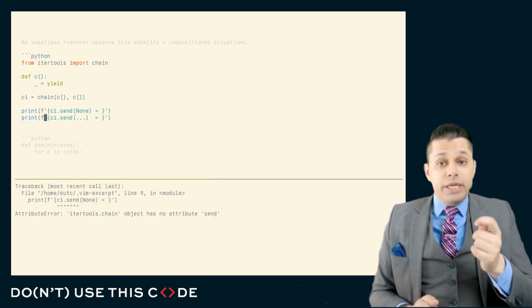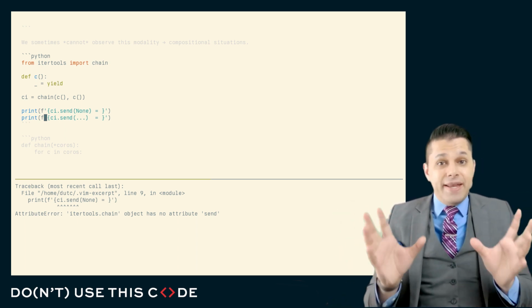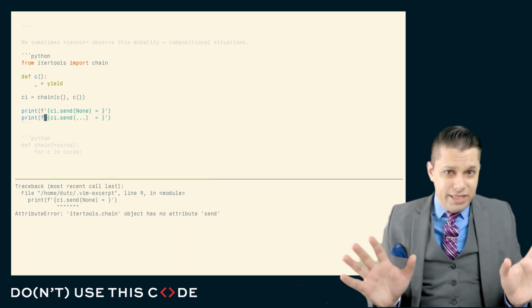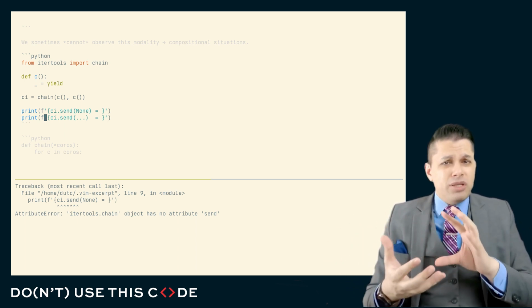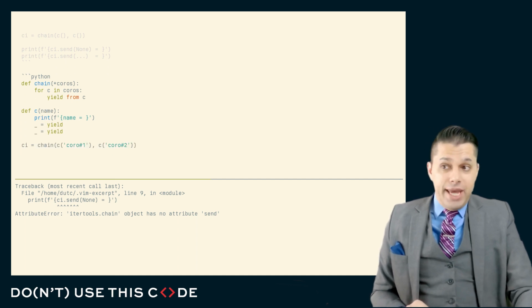Here, in this case, we can see, well, itertools.chain doesn't even implement any of the send or throw protocol. It doesn't even implement any of this at all. And so if we want to observe the problem here, well, we'll have to re-implement chain.